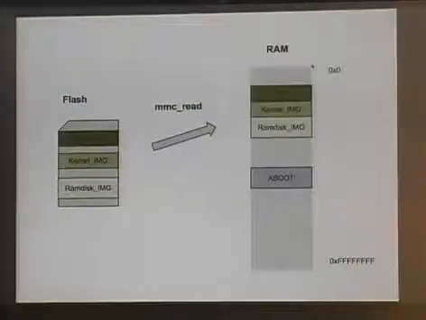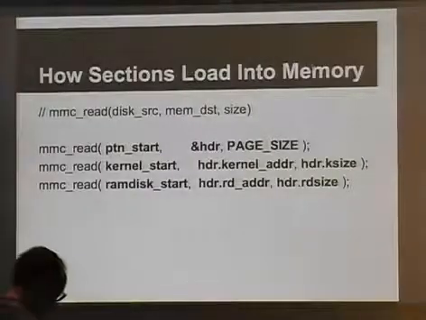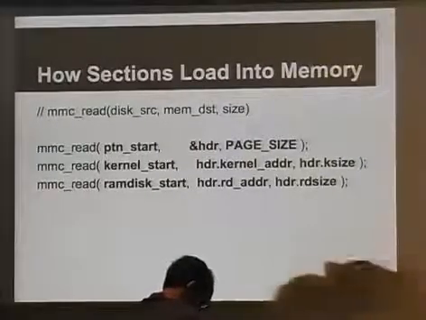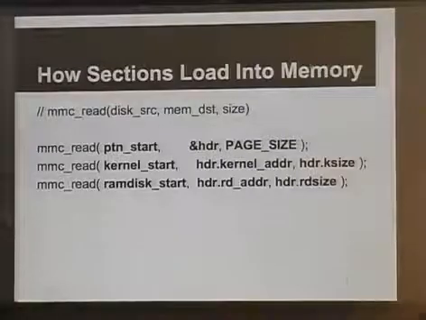The goal is to have aboot load the kernel and the RAM disk into memory. So how is it going to do that? It's going to use this MMC read function. The first thing it's going to do is read the beginning of the partition, a header, into just a local variable. Then it has two subsequent reads that are going to load the kernel and the RAM disk from that same partition. And this should put everything into memory.